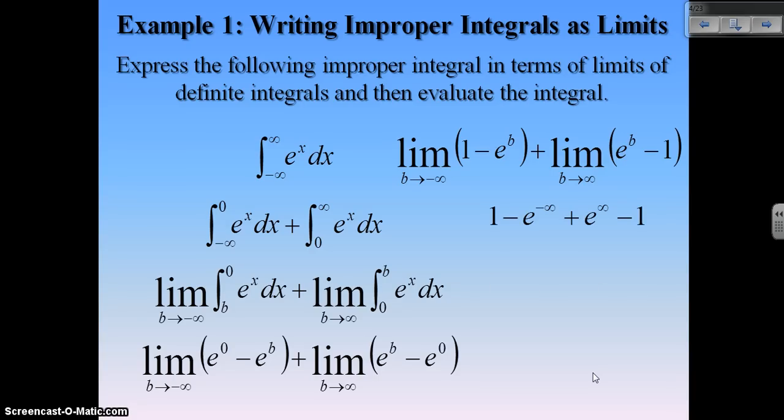Now we can plug in our infinities and our negatives. So I plug in negative infinity here, plug in positive infinity here. Now, e to the negative infinity would be 1 over e to the infinity, so that would be 0, and this would just be infinity, which means the 1's do nothing, and infinity is the answer.